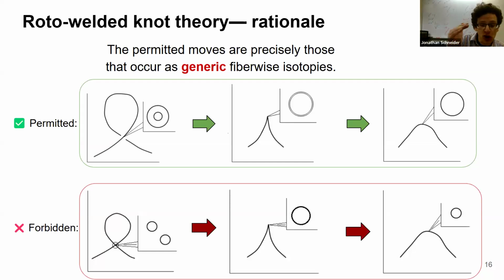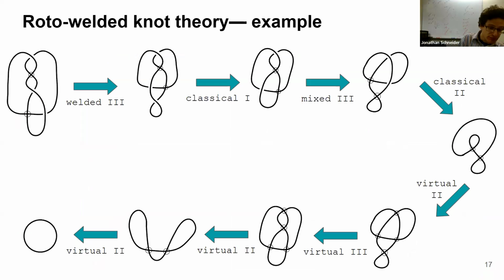Basically, the idea here is you go through every single Reidemeister move, all the forbidden moves, all the permitted moves, and see that this logic works out in every case. That's the rationale for developing roto-welded knot theory.